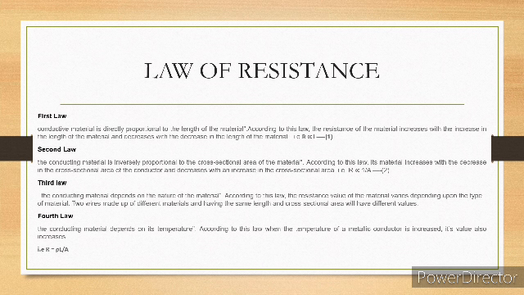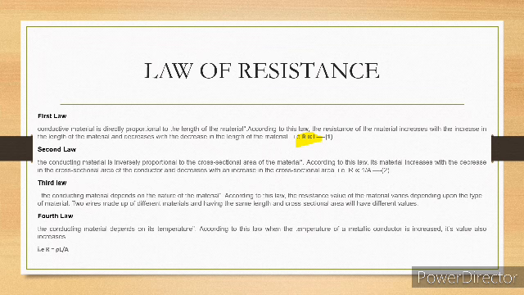the first law states that the resistance of a conductive material is directly proportional to the length of the material. Here it is shown R is directly proportional to L, where R is the resistance of the material and L is the length of the material. So both are directly proportional. According to this law, the resistance of the material increases with increase in length of the material. As the resistance increases, the length also increases. Similarly, as the resistance decreases, the length also decreases. That's the statement of the first law.